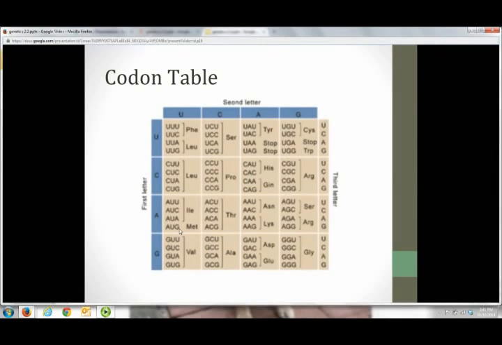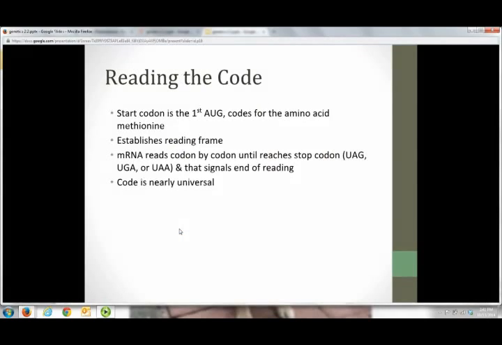So the same process is used to determine what amino acid is going to be placed at any given location based on what the codon is. When we read the code, it starts at the first AUG. This codes for the amino acid methionine, but it's also going to establish the reading frame of every codon down the line. The mRNA reads codon by codon until it reaches the stop codon. There are 3 codons that are considered stop codons: UAG, UGA, or UAA. These do not code for any amino acids and therefore signal the end of reading. This code for reading the codons is nearly universal.